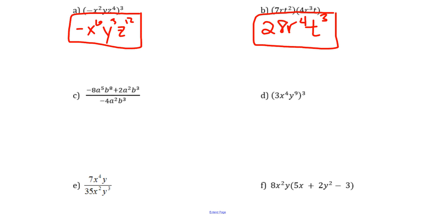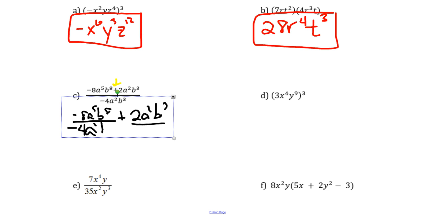Now, in example C, I have two terms in the numerator because I can see that we've got this kind of plus sign here, which means it's going to separate two separate terms. And I'm dividing by negative 4a squared b to the third. So that means that each term in the numerator has to get divided by that denominator. So sometimes I like to write that out separately so I don't forget to divide both terms of the numerator. So each of these two terms is going to get divided by a negative 4a squared b to the third.